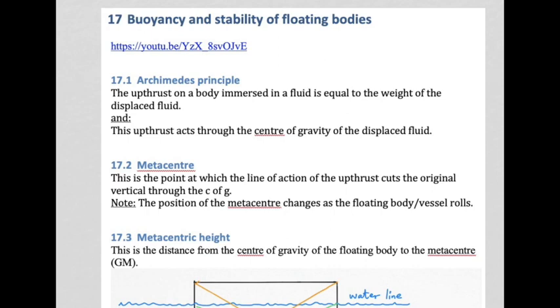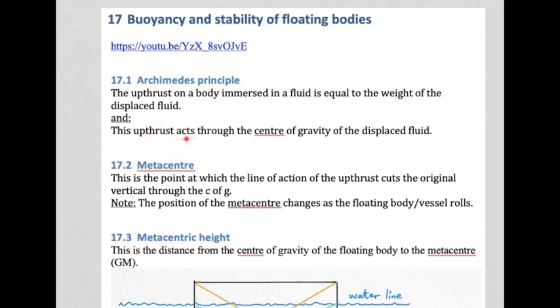So let's start by looking at why something floats in the first place, and we need to understand Archimedes' principle for that. Now, Archimedes' principle says that the upthrust on a body immersed in a fluid is equal to the weight of the displaced fluid. Now, that body can be immersed partially or completely in the fluid, it doesn't matter. The point is, for that to happen, it must displace some fluid. Now, the word displace means to push something else out of the way. So when you place a body in a fluid such that you displace some of that fluid, then you will get a corresponding upward force. Okay, we call that the upthrust.